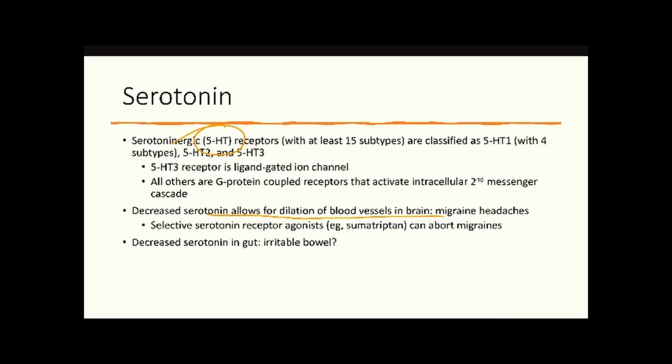What else? So we give sumatriptan, which is a serotonin receptor agonist, and it helps to abort migraines. I'll get to this a lot more when we get to migraines. And decreased serotonin in gut, maybe that's a link between irritable bowel.